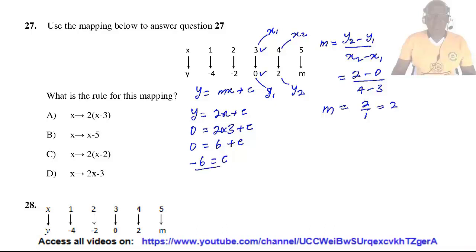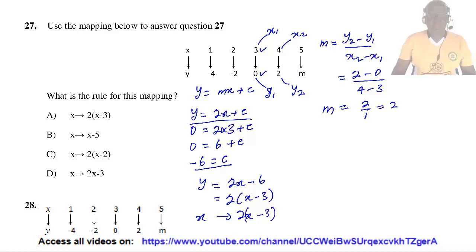We shall substitute C into this equation, and we shall get Y equals 2S minus 6. We shall factorize: 2 times (S minus 3), and therefore S maps into 2(S minus 3), and the answer is therefore A.